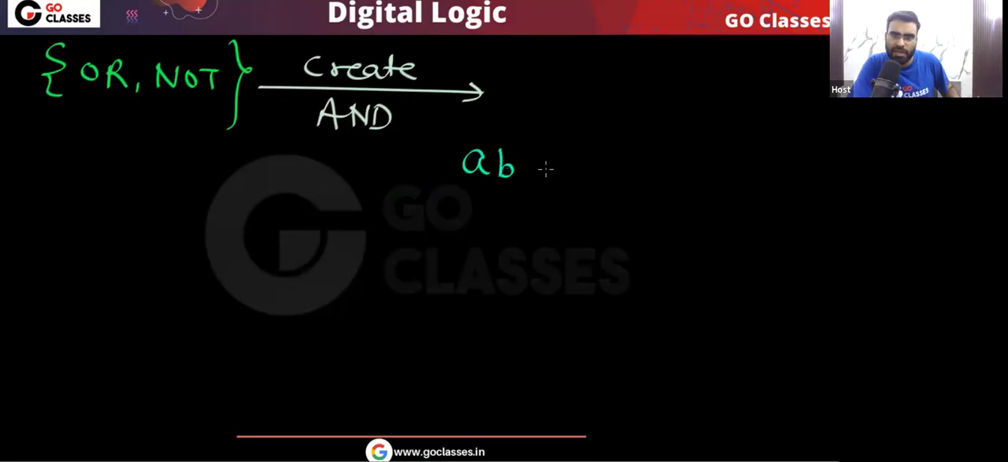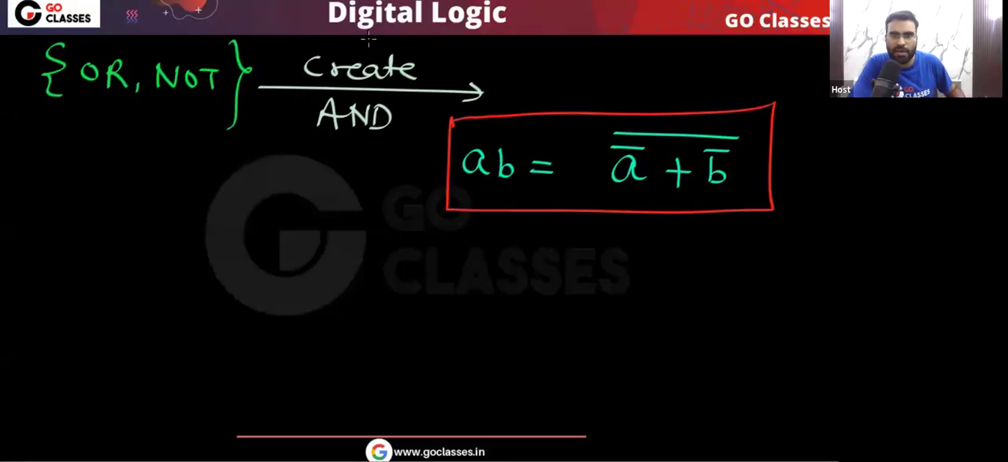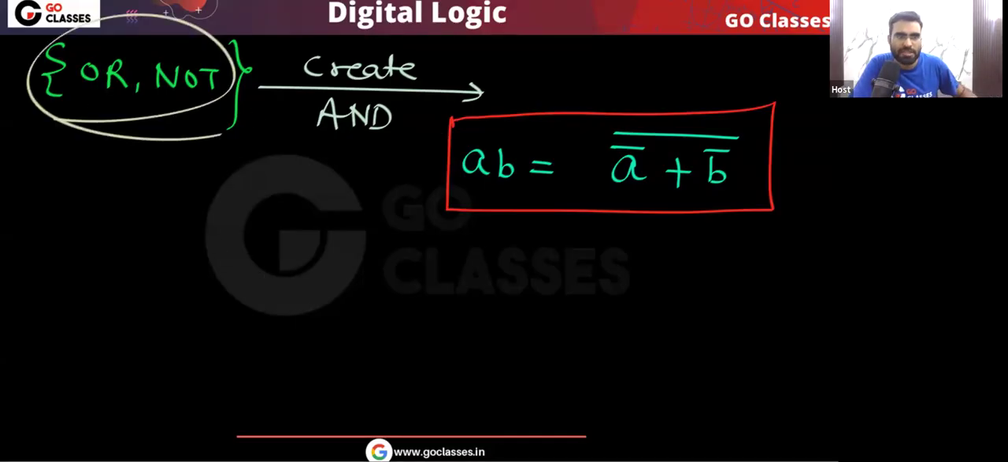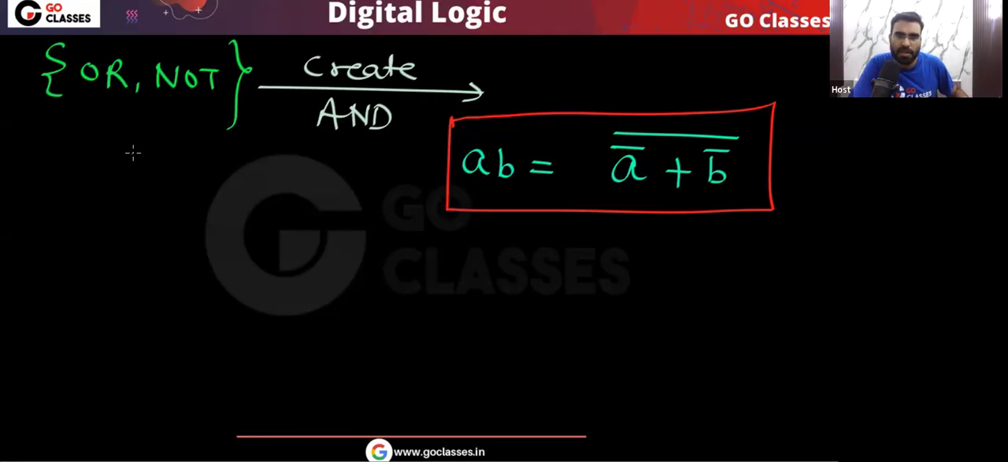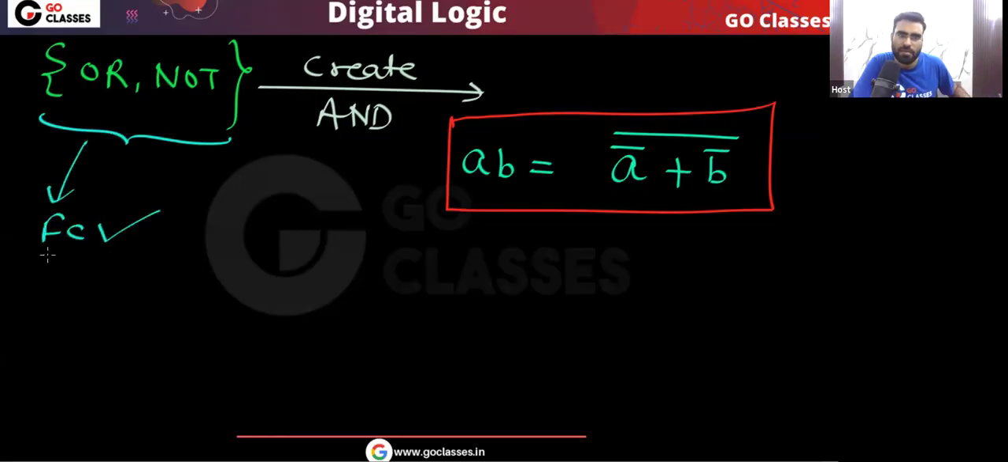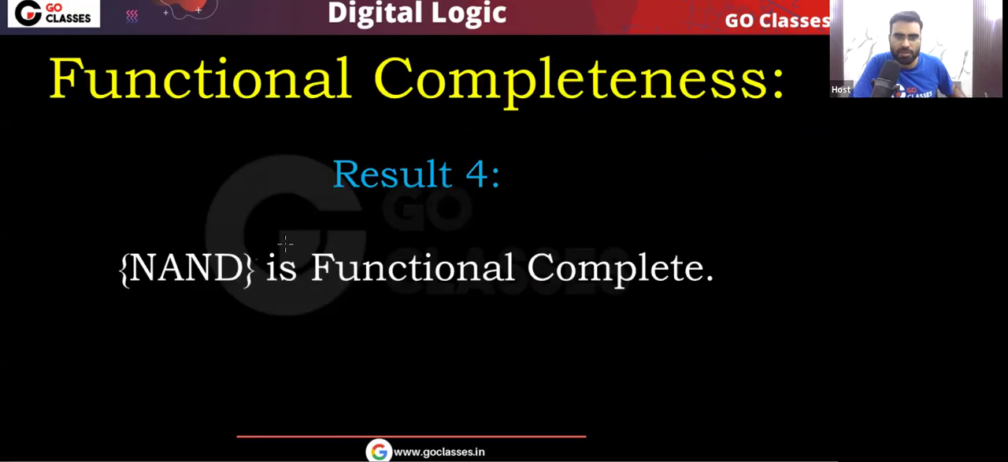Very simple. I want to create AND, so with the help of only these two operations I can create AND. I can use negation, I can use NOT, I can use OR. Now you can easily see that with the help of OR, NOT, I can create the AND operation. Is this clear? And we already know that OR and NOT is functionally complete. So this is also functionally complete. Very simple. Now let's move on.